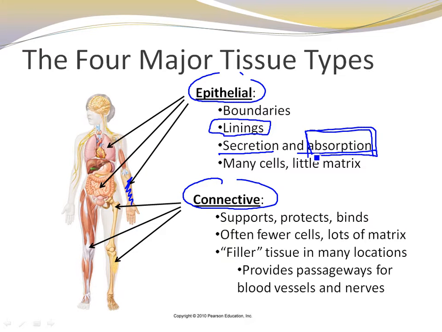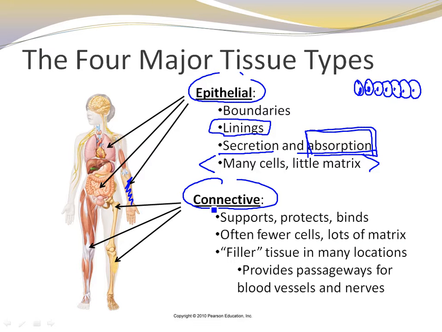Epithelial tissues, one of their major characteristics, they tend to have a lot of cells jam-packed very close together, forming a thin layer, and you don't have a lot of matrix in between those cells. But you'll learn a lot more about that as you move through the unit.